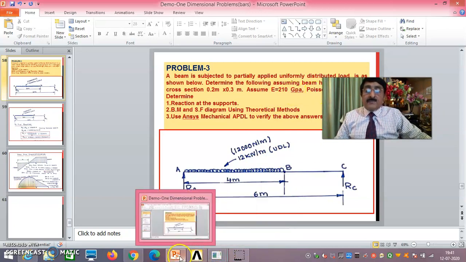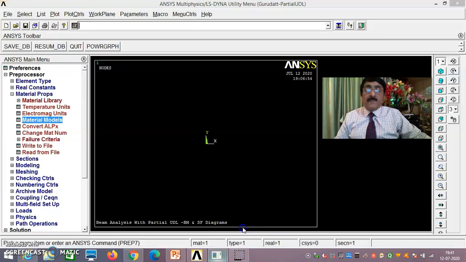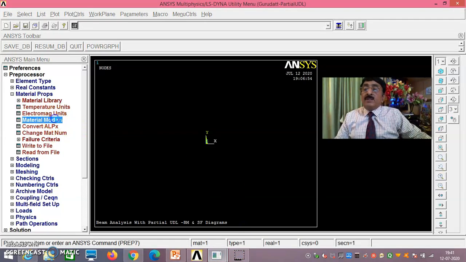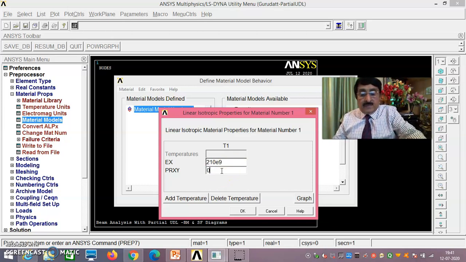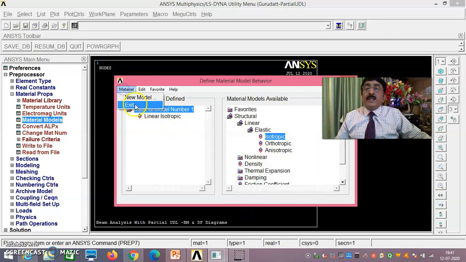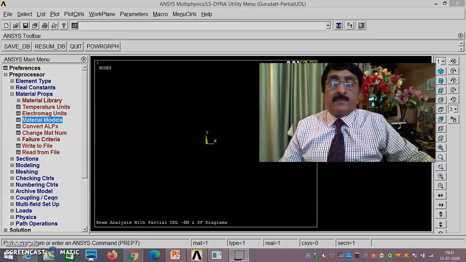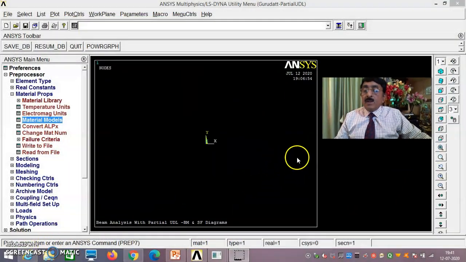Material models, isotropic, 210 E9 I will apply. Poisson's ratio 0.27, you apply. Then say okay. Material, Exit you do.